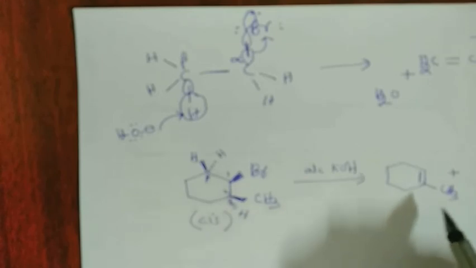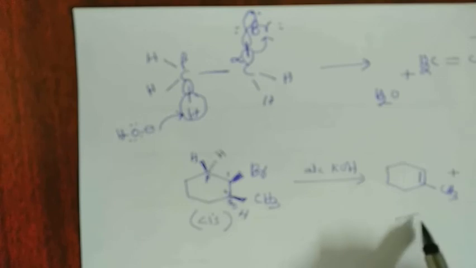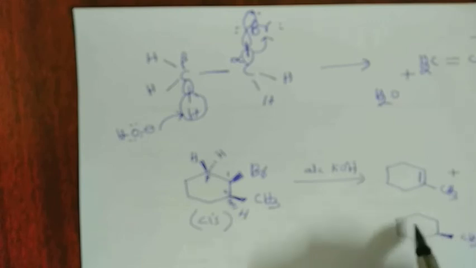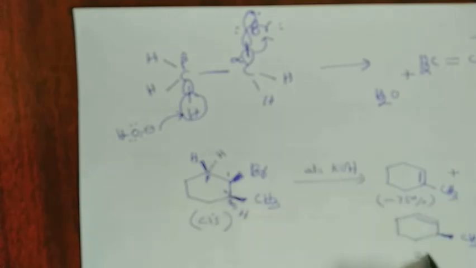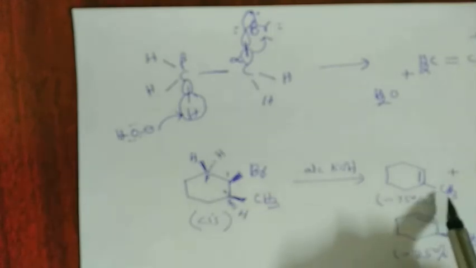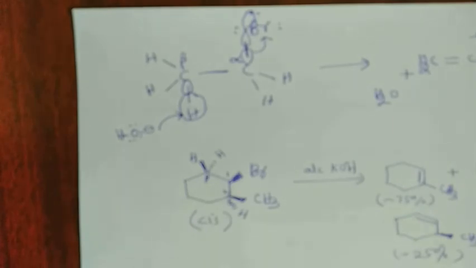Along with 1-methyl cyclohexene, 3-methyl cyclohexene is also formed. It is a major product, around 75% is the yield. This is only 25%. It is a more substituted cycloalkene and hence it is a major product.